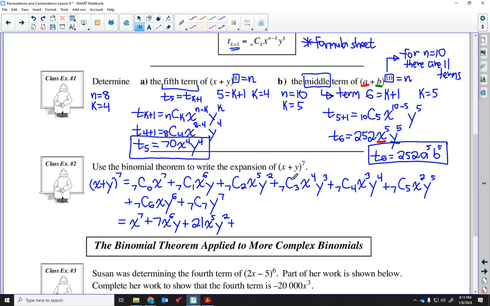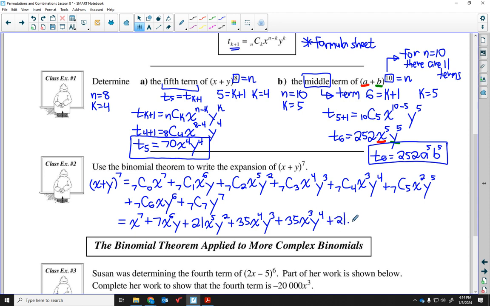Okay, so then it's going to be 7 choose 3. 7 choose 3 is 35, which is then going to be x to the power of 4, y cubed, plus 7 choose 4. That's equivalent to 7 choose 3. Again, there are equivalent combination statements, so it's also going to be 35. So it'd be 35, x to the power of 3, y to the power of 4. 7 choose 5 will have the same value as 7 choose 2.